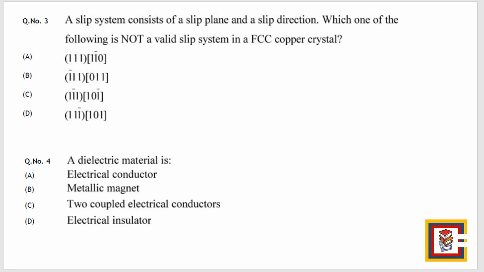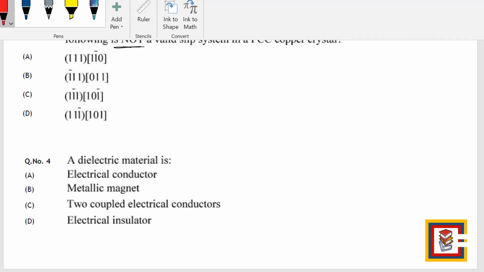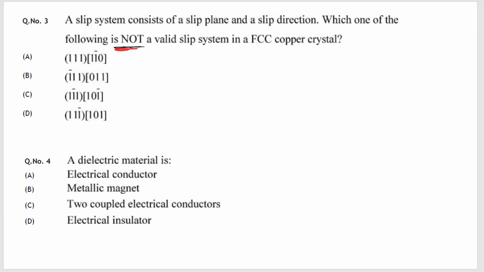So question number 3. A slip system consists of a slip plane and a slip direction. Which of the following is not a valid slip system in FCC crystal, copper crystal? We know a slip system should have slip direction, right, and slip plane.